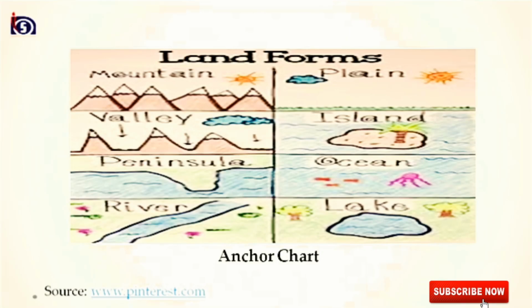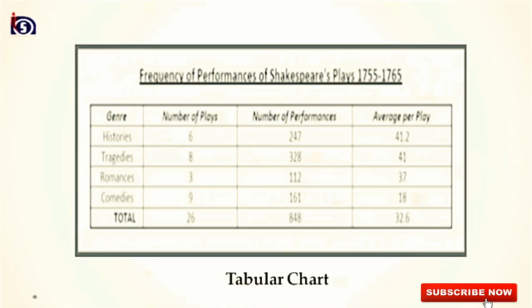Now on your screen there is another type of anchor chart which shows again the landforms. All the landforms have been shown on this chart. Now we are having a tabular chart on your screen in which we have tabulated data for communicating in a better manner to the students.